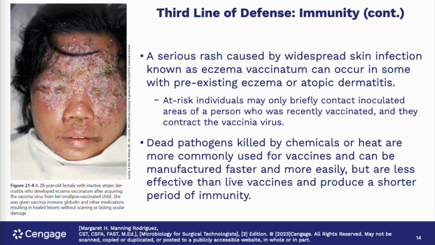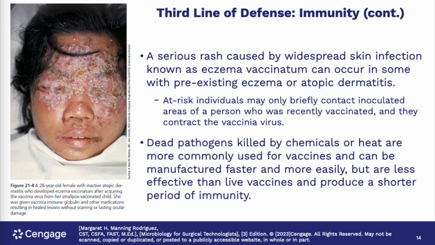Now, vaccines can be made from dead pathogens, like I mentioned earlier, which are quicker and easier to produce, but less effective and provide shorter lasting immunity compared to live vaccines. mRNA vaccines developed for COVID-19 teach cells to make proteins that trigger an immune response, offering protection against future infections without using weakened or inactivated pathogens.